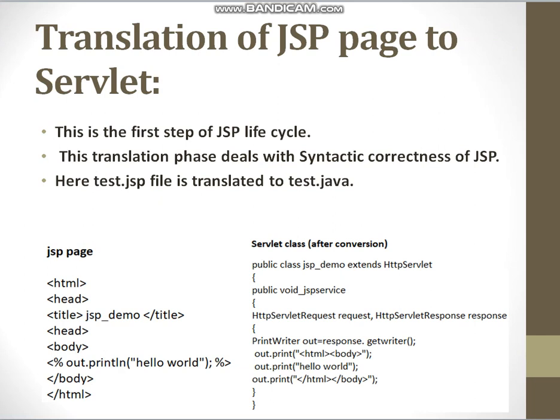The first phase we have is translation of JSP page to servlet. This translation phase deals with syntactic correctness of JSP. Here we have an example test.jsp file which has been translated to test.java.